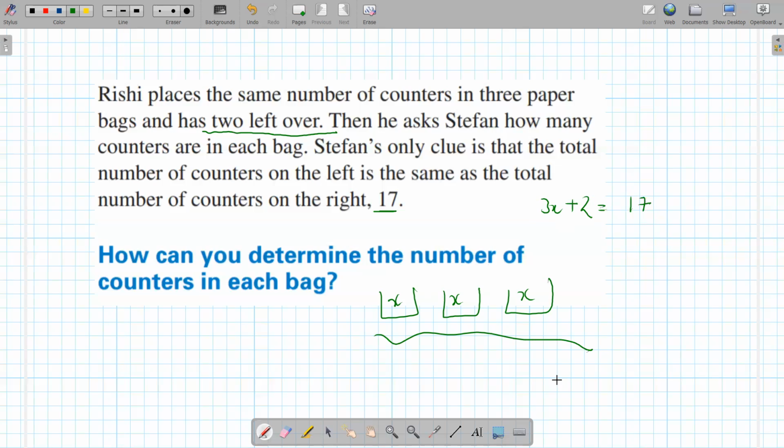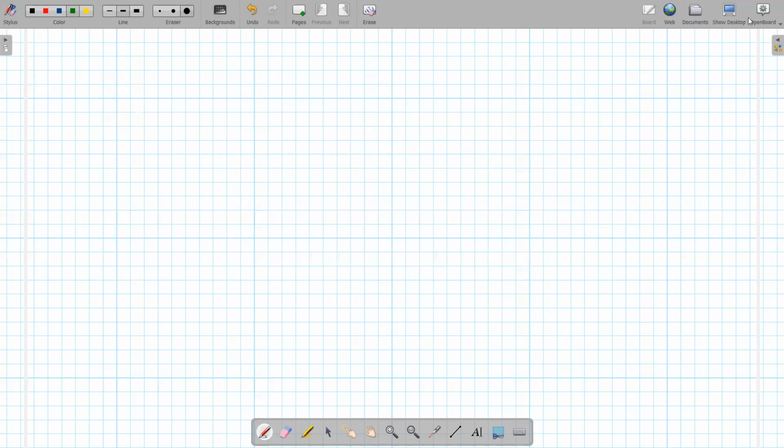Do you see it? Yep. So the total is equal to the number here. So the answer is going to be 5. But again, the hard part is the equation. The math is very simple. So there's 5 in each bag, and then there's 2 left over. 15 plus 2 is 17. Okay.